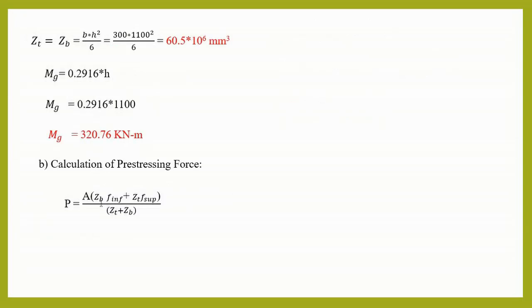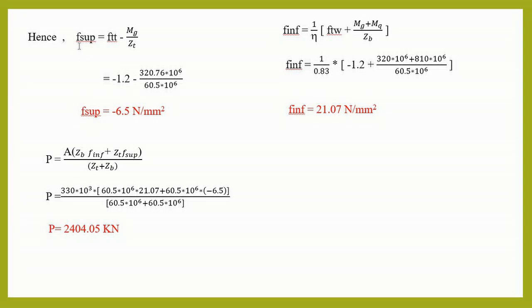So we require all the terms for this formula. So we should find out how much is F inferior and F superior. You can see here, superior means at the top, F superior equal to FTT minus mg by ZT. Now we know all the values. Be careful here. FTT should be substituted with the sign. As it is minus 1.2, substitute as it is minus, then 320.76 into 10 power 6 divided by 60.5 into 10 power 6. So F superior is minus 6.5 Newton per mm square.